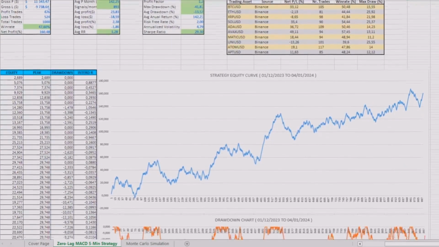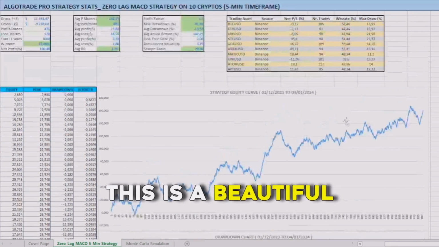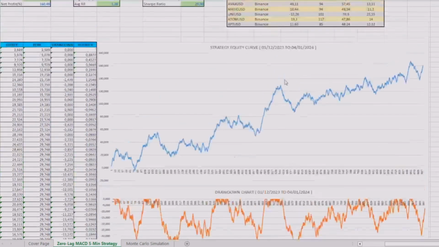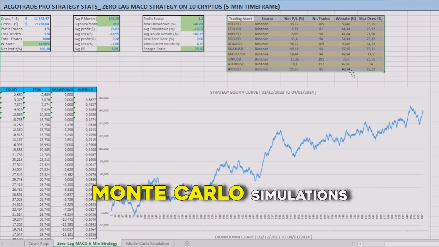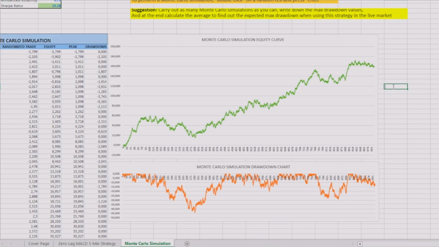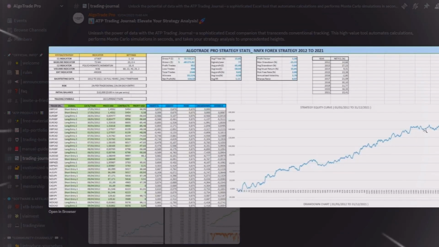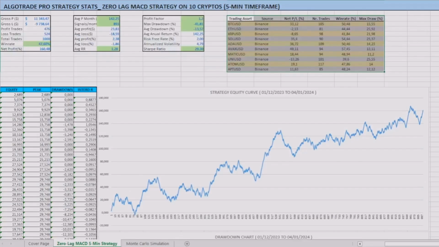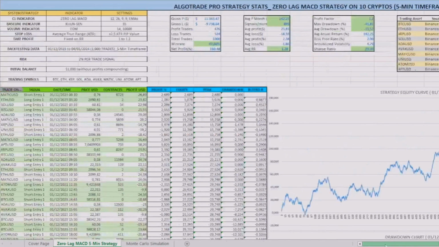By looking at the equity chart, we can see that it was very consistent and efficient. This is a beautiful equity curve. Of course, you can and should improve it or perform additional tests like Monte Carlo simulations that you can perform automatically by using my trading journal template, which you can find on the Trading Journal channel from my free Discord community. And now you know all the rules about this strategy and know exactly what to expect by using it to trade on the live markets.